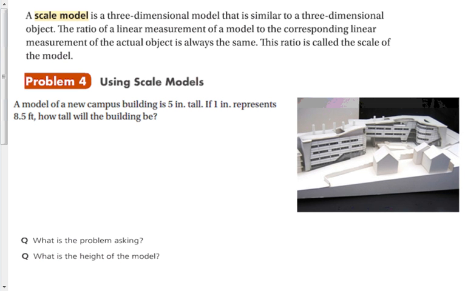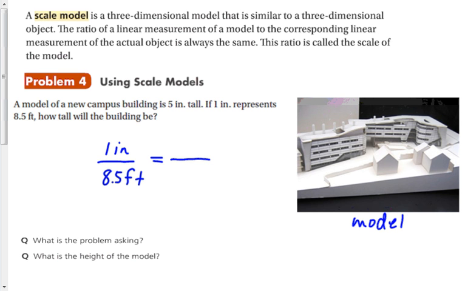Okay, the scale model is a three-dimensional model that is similar to a three-dimensional object. The ratio of linear measurements of the model to the corresponding linear measurements of the actual object is always the same. So if we measure anything on this model, it will be a certain number of times bigger on the actual. And so we can use the scale. It says that 1 inch represents 8.5 feet. So it's 1 inch per 8.5 feet.